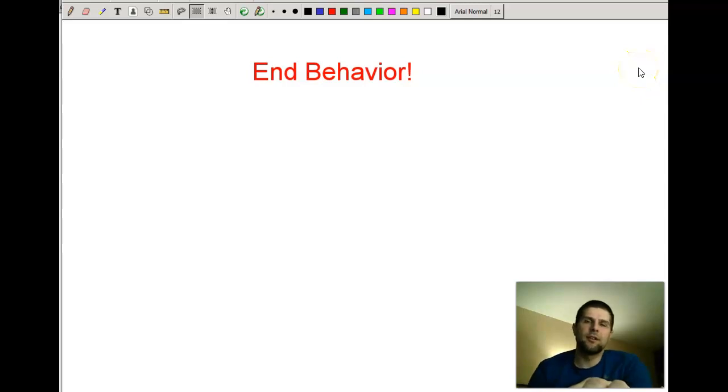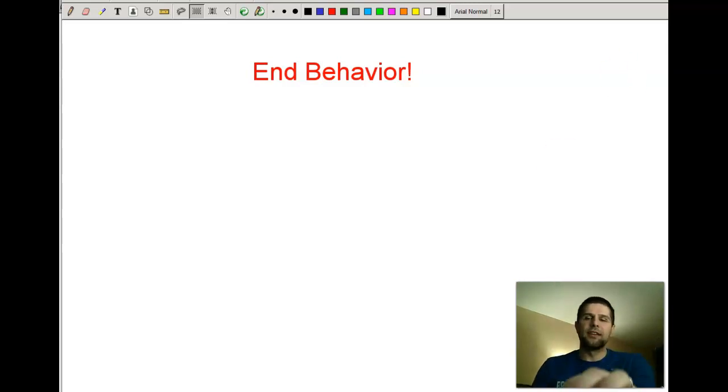All right, so now we're going to talk about something called end behavior. End behavior of these polynomials. End behavior is, if you were to look at a polynomial and look at the graph as x got really large or x got really small, we want to describe what the function is doing as we get towards those endpoints.